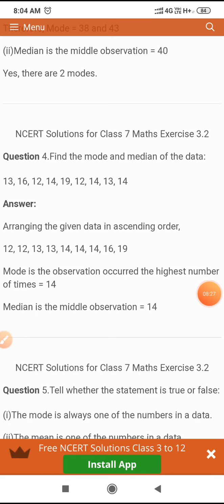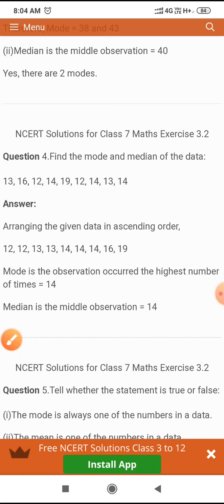Now move to our second last question, and the second last question is: find the mode and median of this data. As we all know, first we arrange our data in ascending order. After arranging our data in ascending order, we can clearly see here that 14 occurs 3 times. So it is the mode of this data, and to find the median of our data we apply our formula and we have 14 as the median.